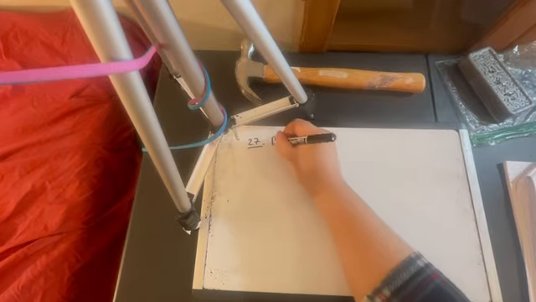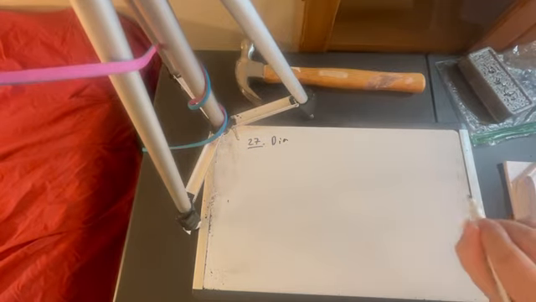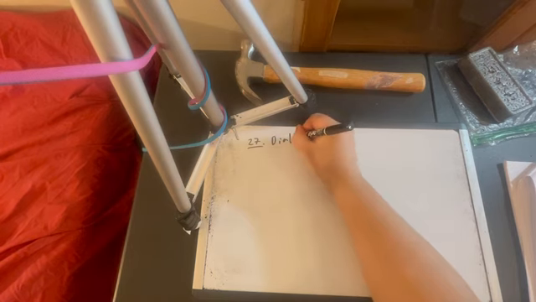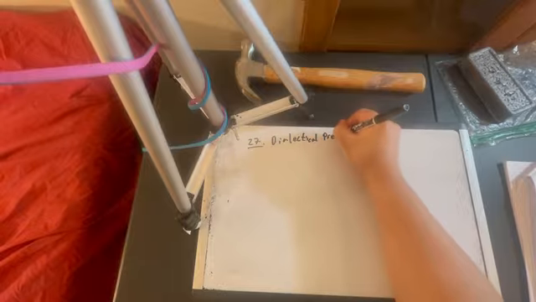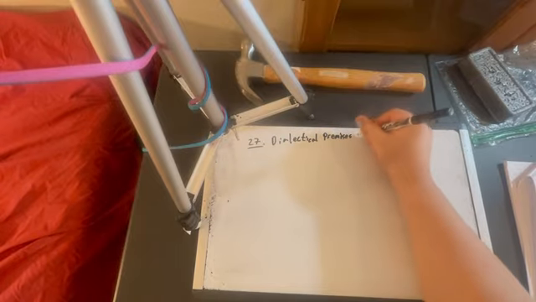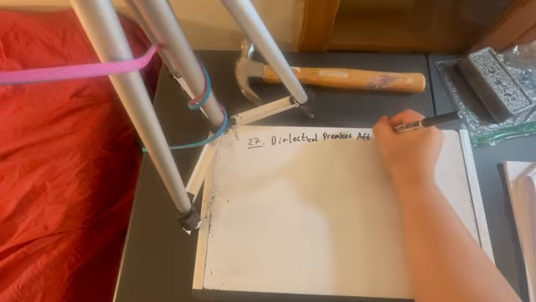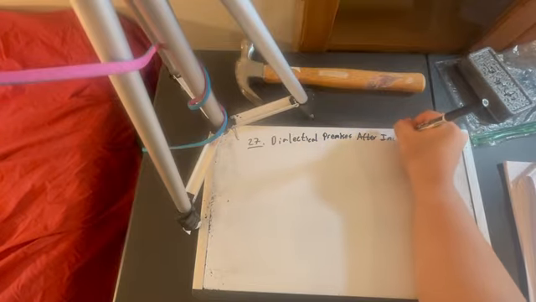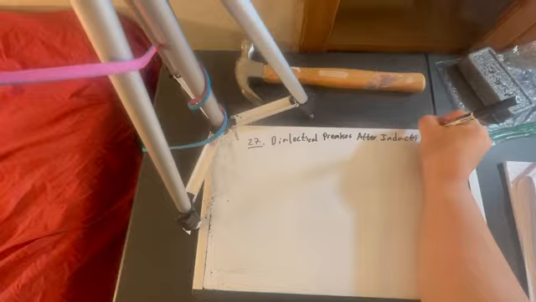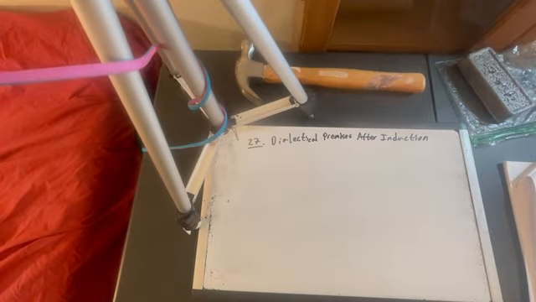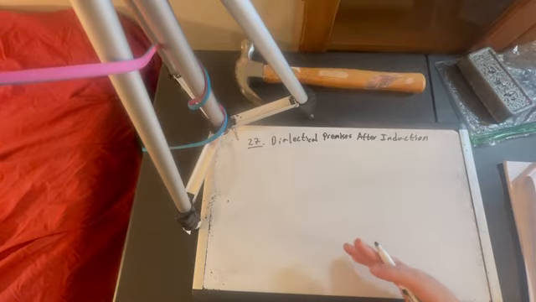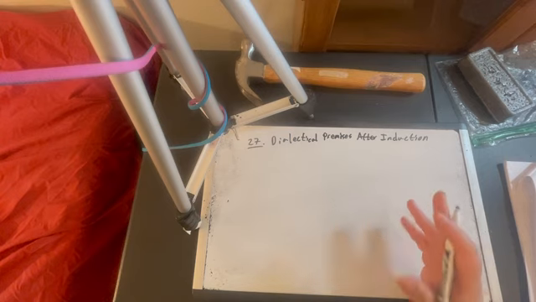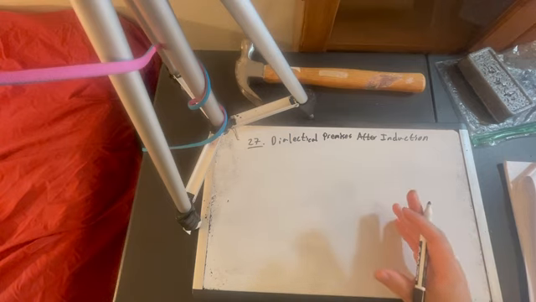For this next point, we have dialectical premises after induction. So, if the questioner gives many cases and the answerer has no objection, the answerer should grant the universal. A dialectical premise is valid when it holds in several cases and no objection appears.